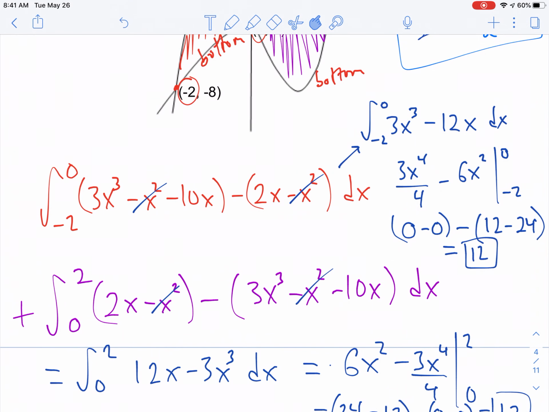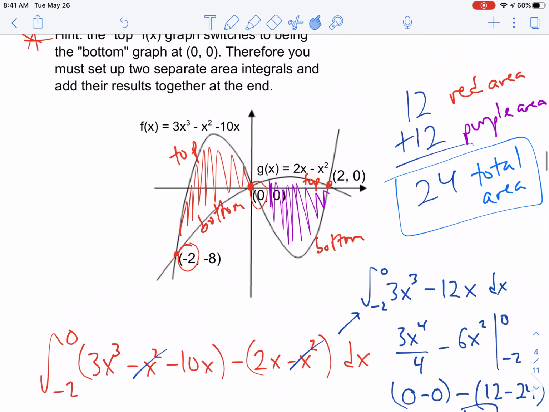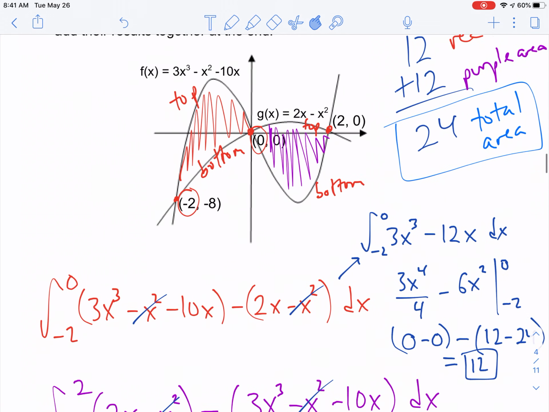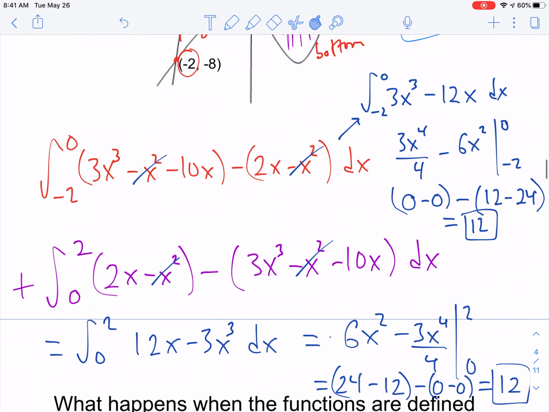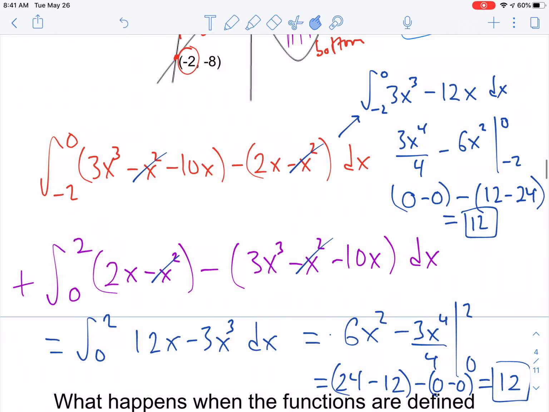All right, here is the answer to this one. It should be 24. So these integrals look tedious, but actually some nice things happen.